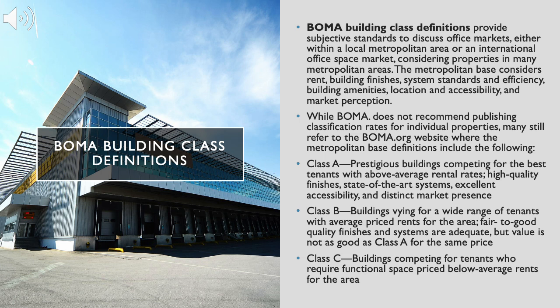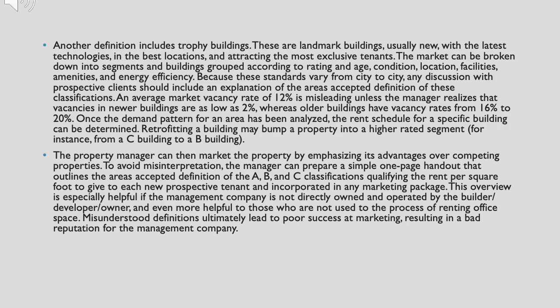Class B: buildings vying for a wide range of tenants with average-priced rents for the area, fair to good quality finishes, and adequate systems, but value is not as good as Class A for the same price. Class C: buildings competing for tenants who require functional space priced below average rents for the area. Another definition includes trophy buildings. These are landmark buildings, usually new, with the latest technologies in the best locations and attracting the most exclusive tenants.